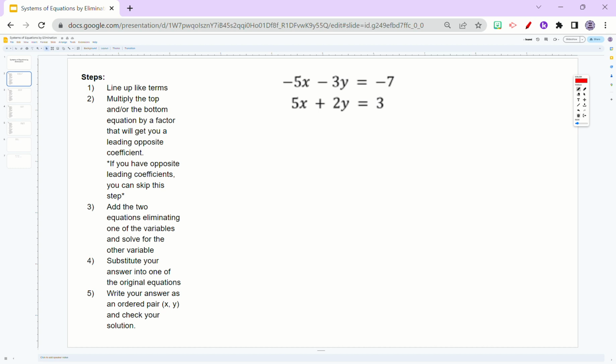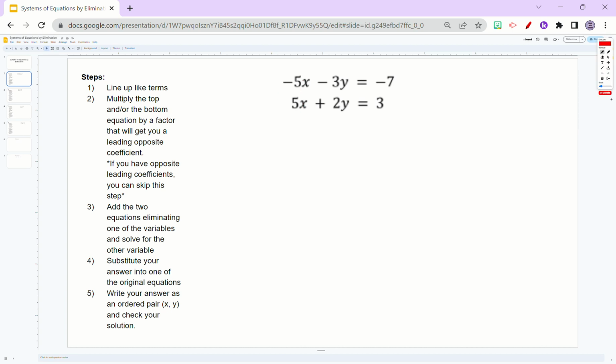Step 2: multiply the top and/or bottom equation by a factor that will get you opposite leading coefficients. If you already have opposite leading coefficients, you can skip this step. So let's take a look at our coefficients and see if we have opposites. Here, negative 5 and 5, yes, we do. We have opposite coefficients right there, so lucky for us, we can continue to solve.